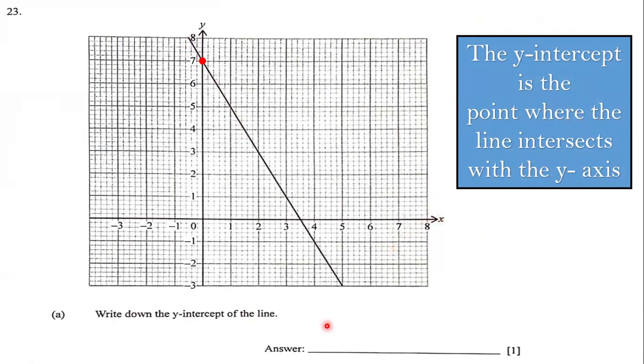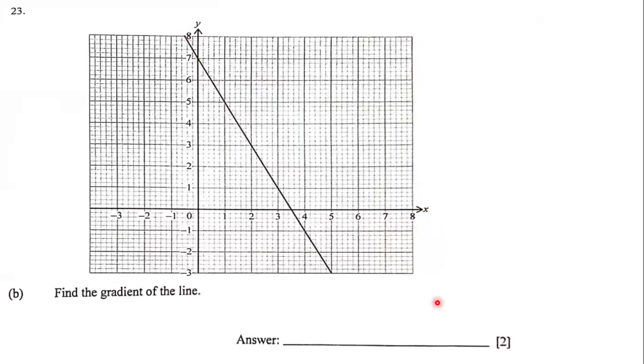Now, what is this point? Well, this point is definitely (0, 7). And so that is the y-intercept of this line, (0, 7). Next, they want us to figure out what is the gradient of this line. Now, gradient just means slope. And so we could use a slope formula to figure out what is the gradient of this line.